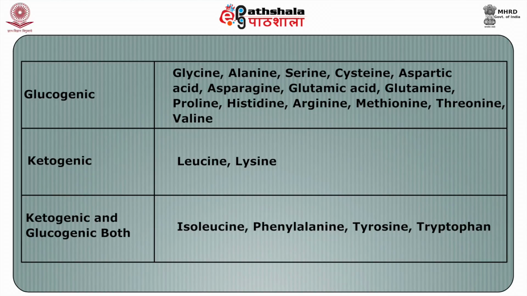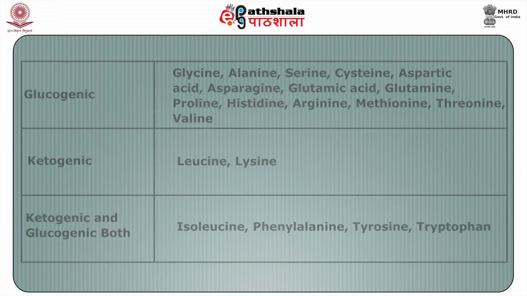On the basis of their catabolic end products, the 20 standard amino acids are divided into 3 groups. Glucogenic amino acids are those which can be converted into glucose. 14 out of 20 standard amino acids are glucogenic. Ketogenic amino acids are those which can be converted to ketone bodies, for example acetone, beta hydroxybutyrate and acetoacetate. Both glucogenic and ketogenic amino acids can be converted to both glucose and ketone bodies.